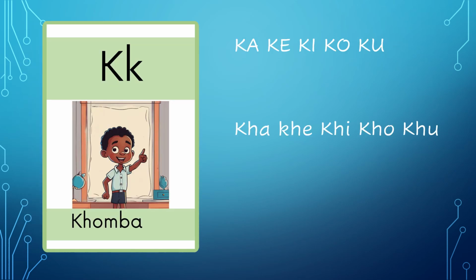The next letter is K. In Zulu, it will sound like ka, ke, ki, ko, ku. With an H added, it will sound like ka, ke, ki, ko, ku. An example of this would be komba, which means point.